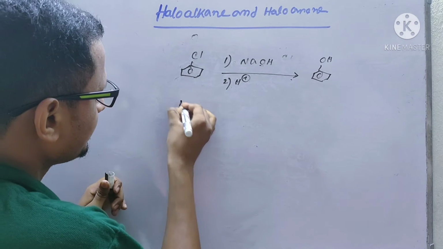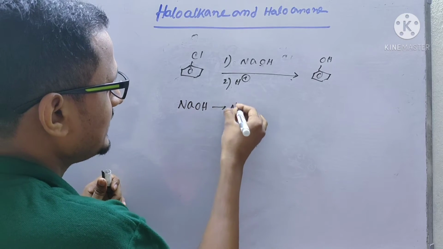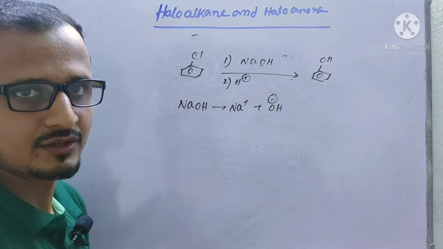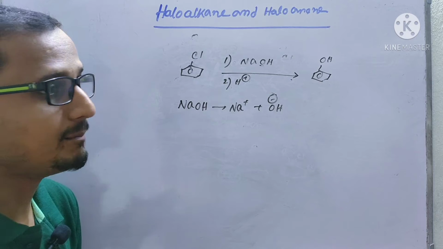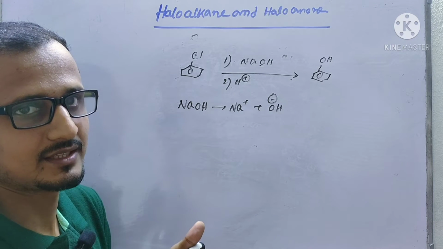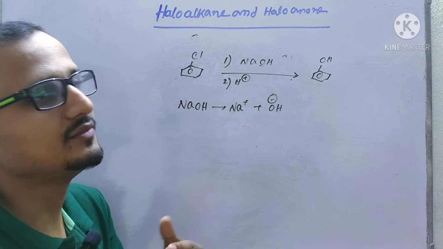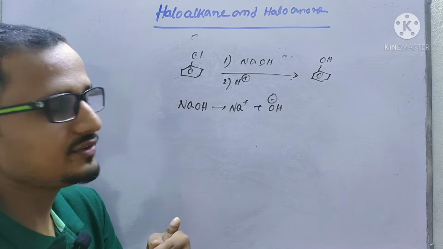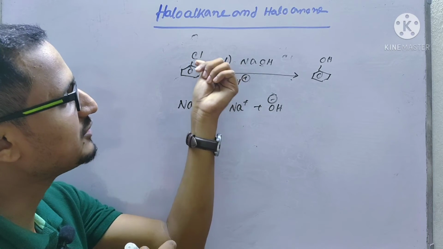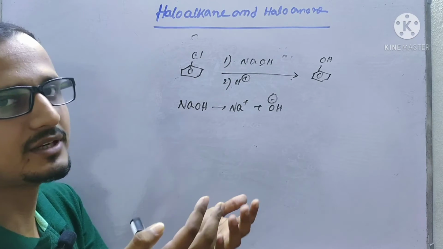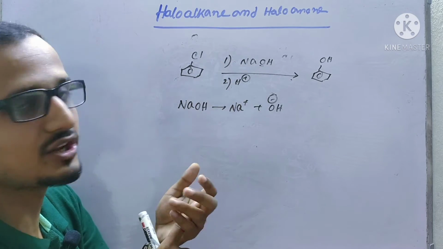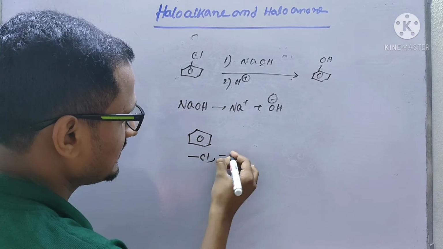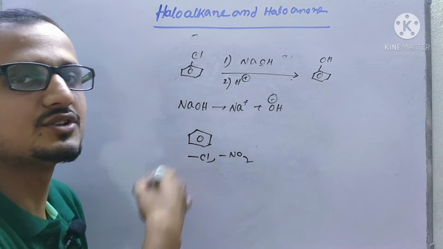here NaOH will form Na plus and OH minus. That means this OH minus will replace this chlorine, which is a nucleophilic substitution reaction. But normally benzene does not participate in the nucleophilic substitution reaction. But if the hydrogens of ortho and para positions or the meta positions are replaced by an electron withdrawing group, if benzene is attached with an electron withdrawing group like Cl, NO2, then nucleophilic substitution reaction can be possible.